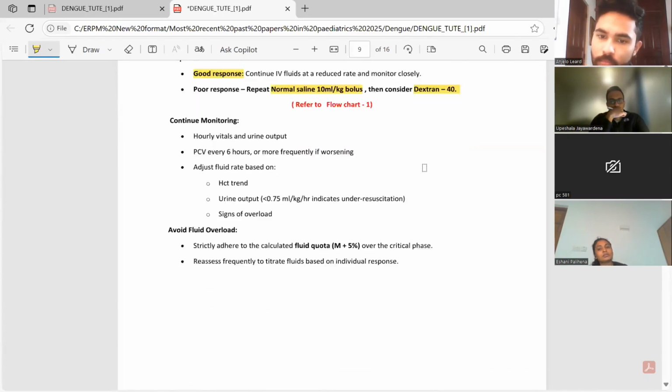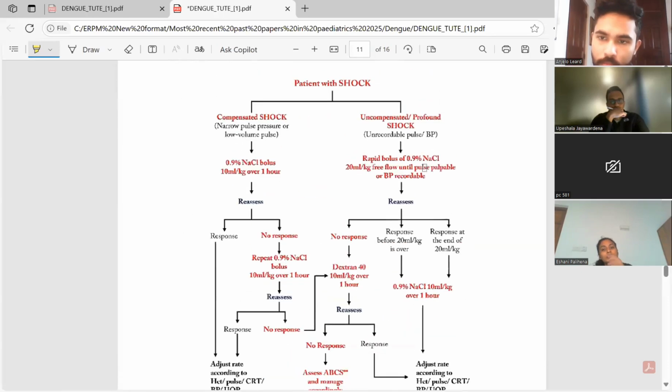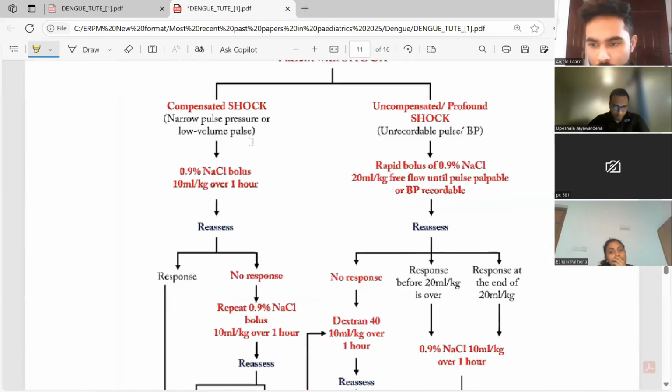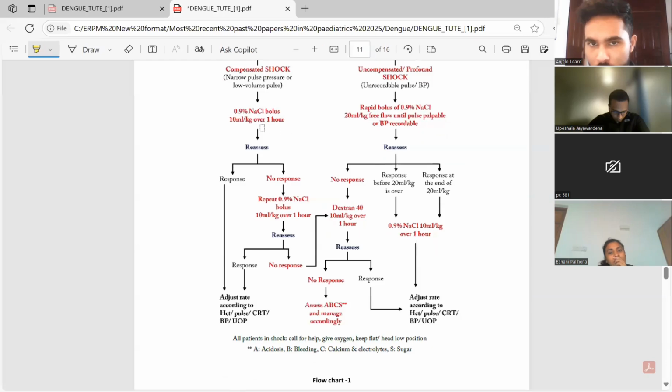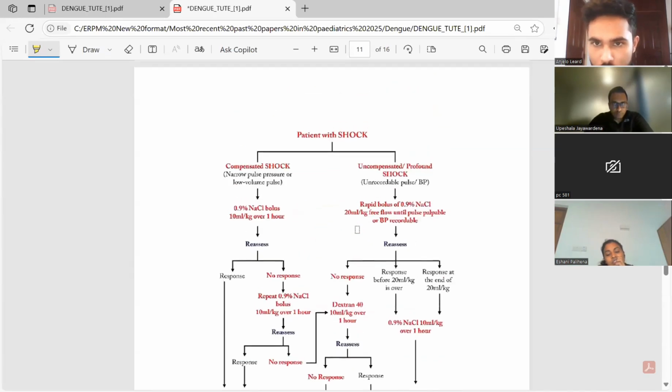Now, refer to flowchart 1. So what is that flowchart 1? Compensated shock: narrow pulse pressure, low pulse volume, right? If there is low pulse volume and narrow pulse pressure, normal saline bolus. If the child is not getting better, no response, you go for normal saline again. Even after the second bolus, if the child is not responding, you go for dextran 40. Was that understood? That's the management of compensated dengue shock.